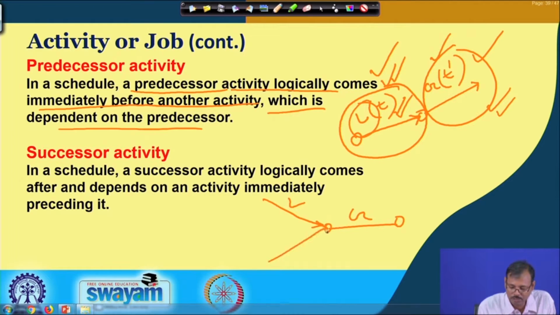Second one, the grooved wood piece must be placed at this position, and only then can you group the lead into the wood piece. That means there may be more than one predecessor possible. Similarly, there may be more than one successor also possible.